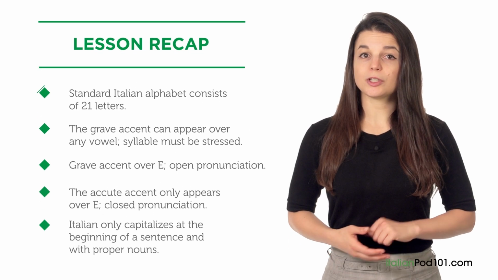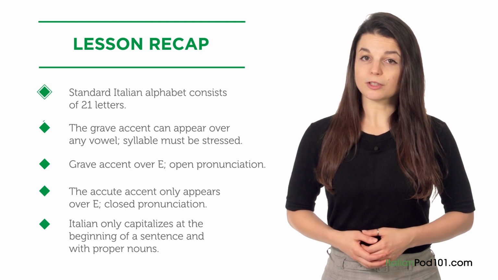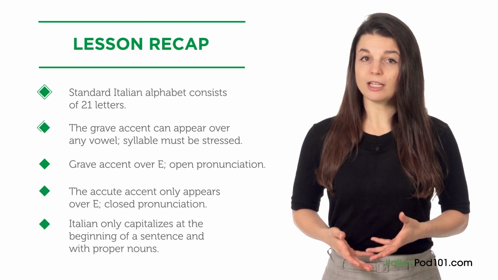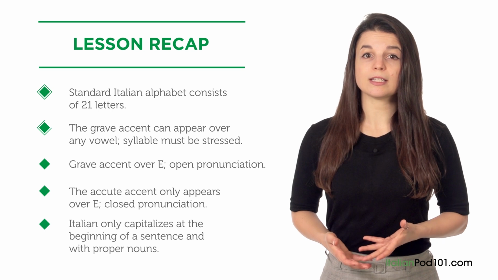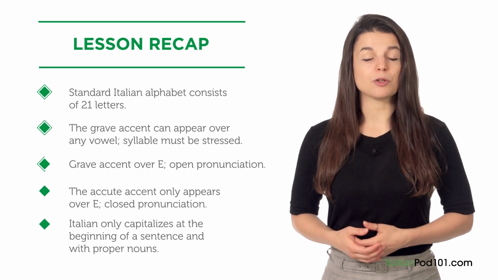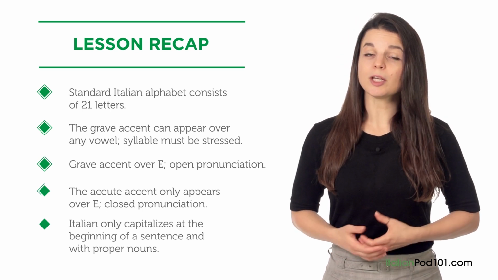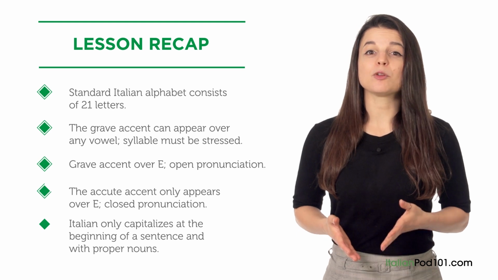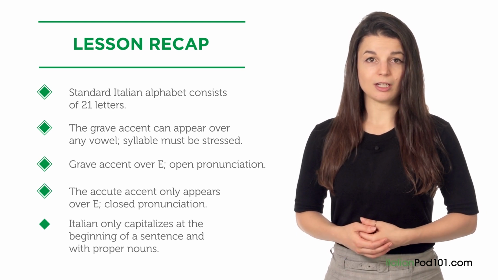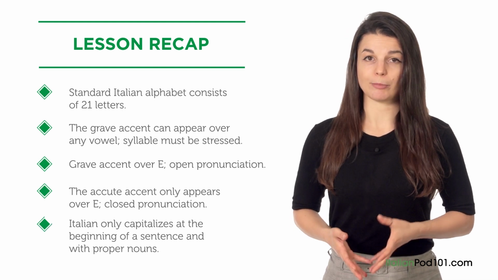In this lesson, you learned that the standard Italian alphabet consists of 21 letters. You also learned that the grave accent can appear over any vowel at the end of a word and is used to indicate that the syllable must be stressed. When the grave accent appears on the letter E, you must use an open pronunciation. When the acute accent is used, it'll only appear over the letter E, indicating that you must use a closed pronunciation. Finally, Italian only uses capitalization at the beginning of a sentence and with proper nouns.